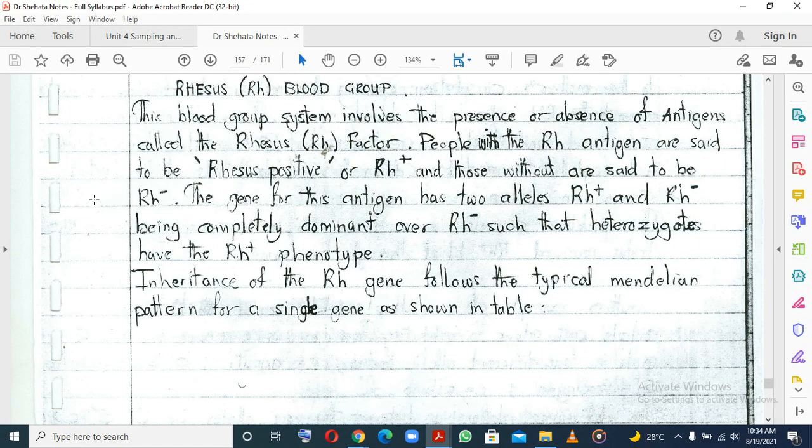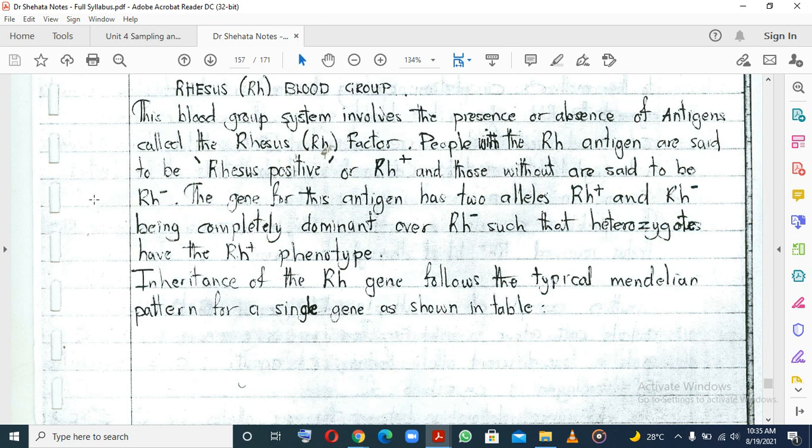One important thing is that Rh positive is dominant. It's completely dominant. So someone that is heterozygous, someone that has got Rh positive and Rh negative, is going to have what? It's going to be Rh positive. So their phenotype is going to be Rh positive.